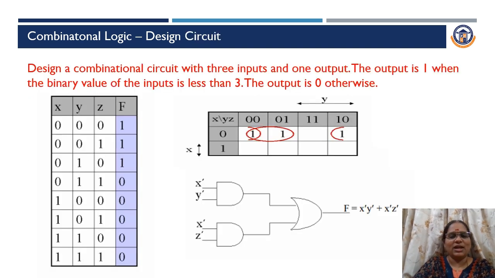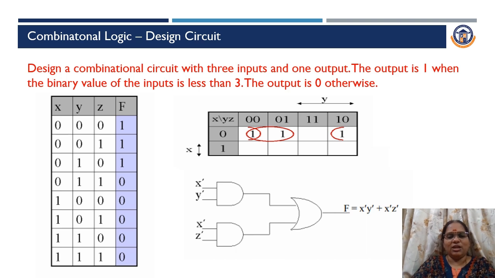For analysis, I have taken a design of a combinational circuit having 3 inputs and 1 output. The condition is given in such a way that the output of the circuit is 1 only when the binary value of the input is lesser than 3. Otherwise the output is 0. For the given condition, it is known that it has 3 inputs and 1 output. X, Y, Z are the inputs and the output we name as F. As per the design procedure, we name that we have 3 inputs and 1 output.